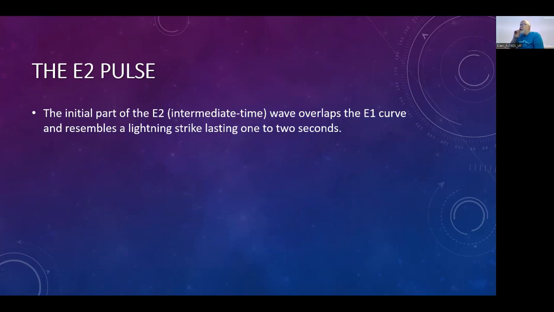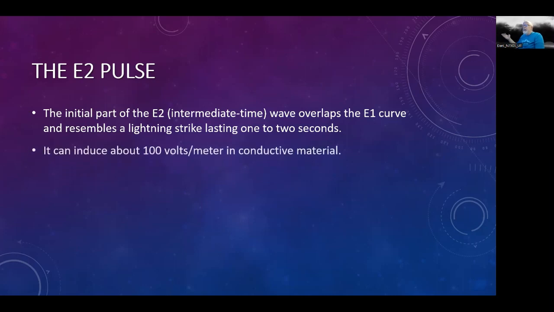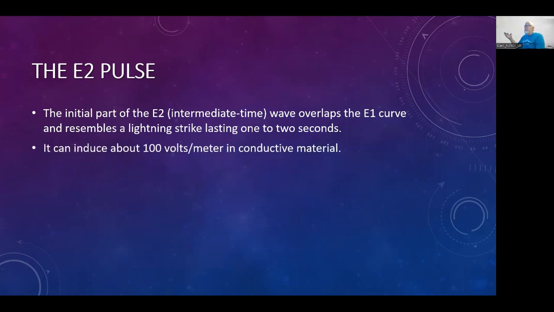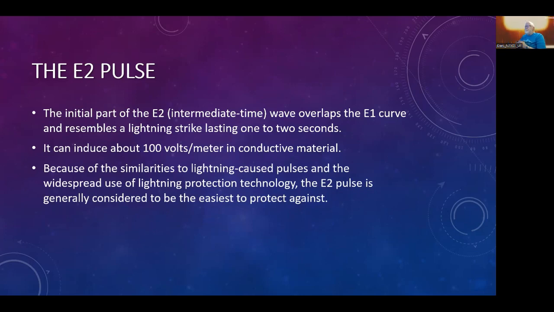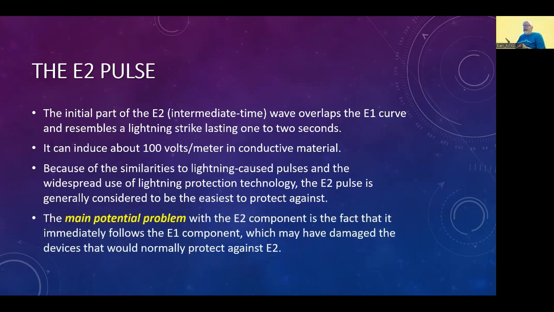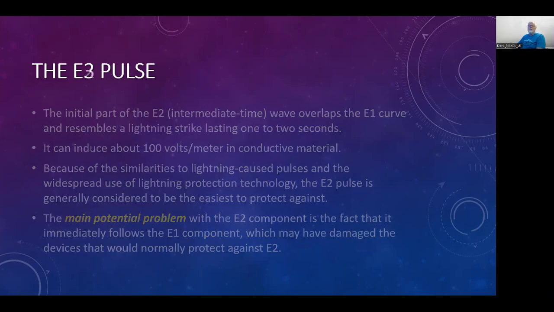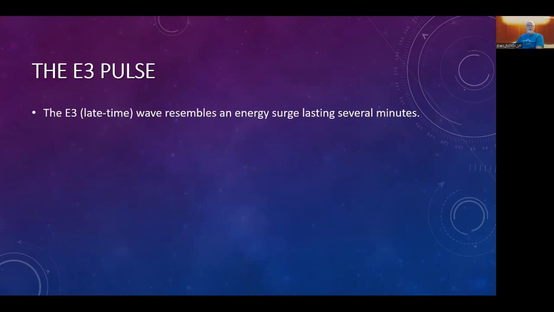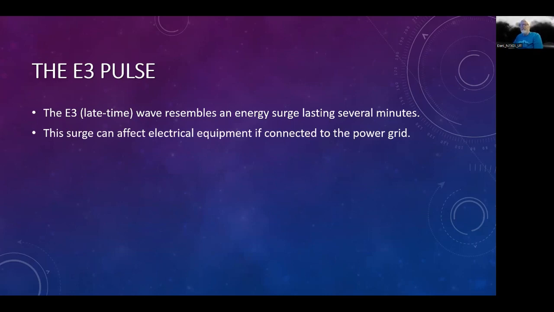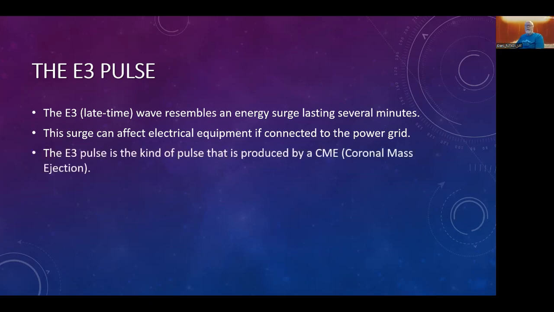The E2 pulse, as mentioned earlier, overlaps the E1 and resembles a lightning strike. It can induce approximately 100 volts per meter. And although the E2 pulse is easy to protect against, remember, it follows the E1 pulse, which more than likely will have defeated the safeguards and protection for the E2 pulse. And then you have the E3 pulse, the late wave, which resembles an energy surge. Very simple to protect against that. If it's connected to the power grid, what do you do? Well, you just unplug it.